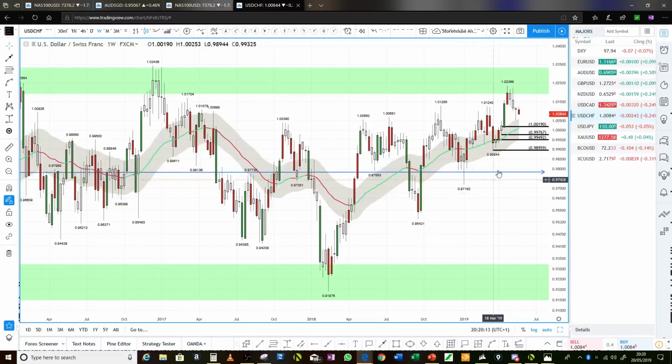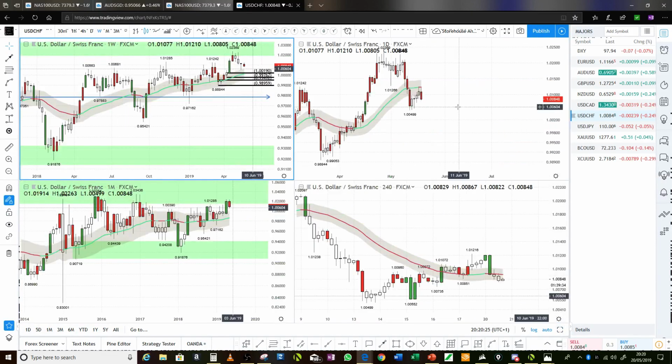But definitely not areas to be going short. The time to go short was up in here. Okay, there's still a bit of room to go down to those levels for sure. So we'll take a look on the daily, see if we see anything.